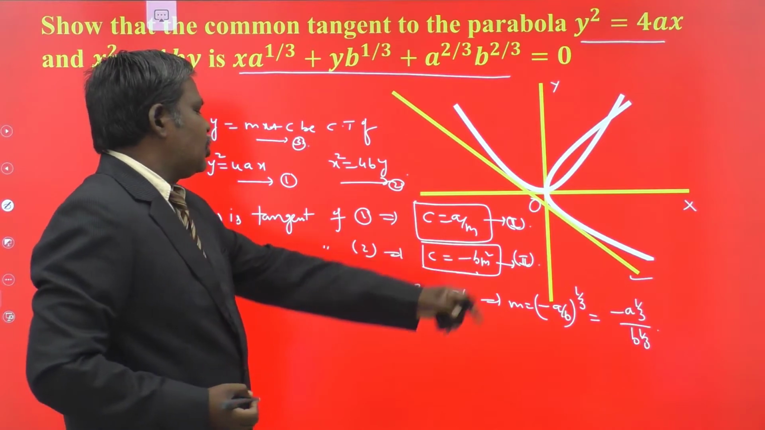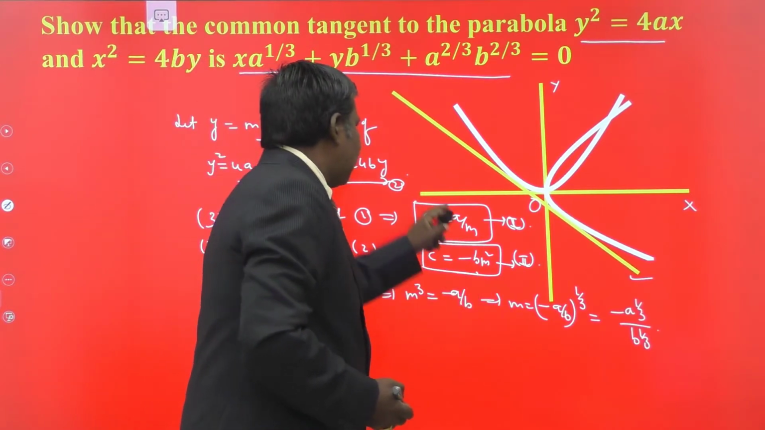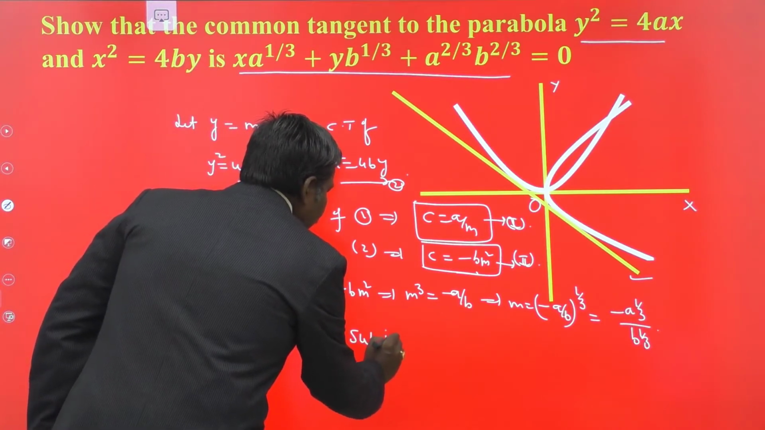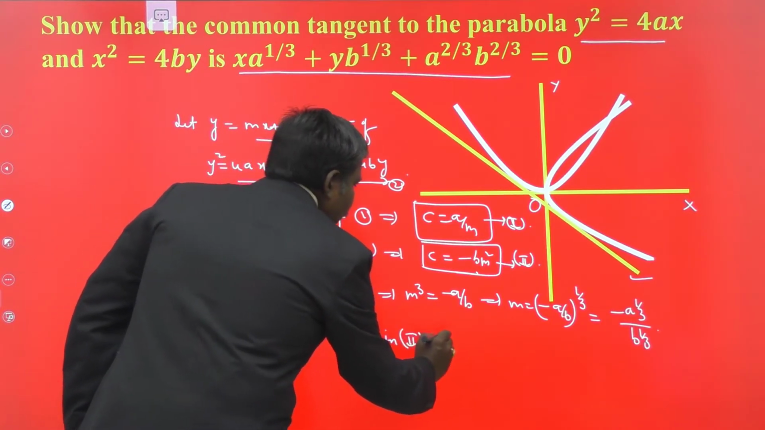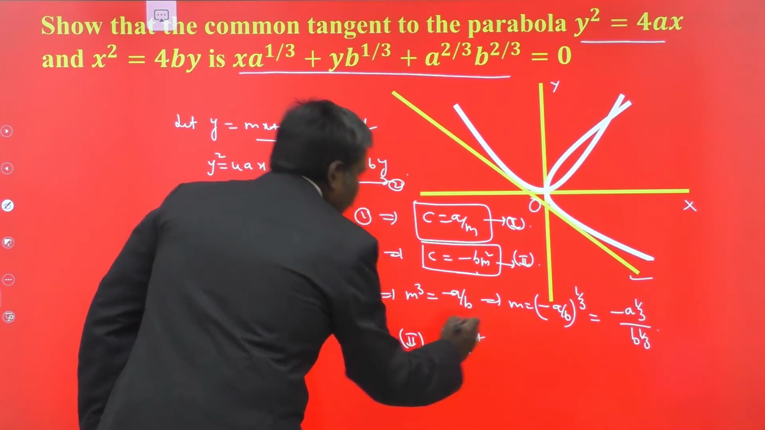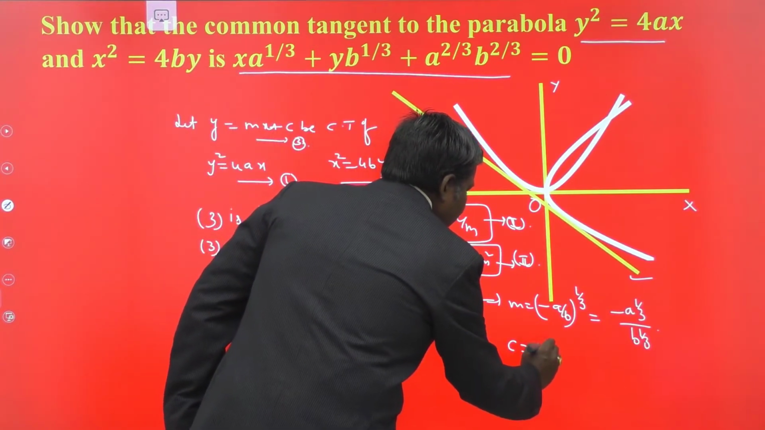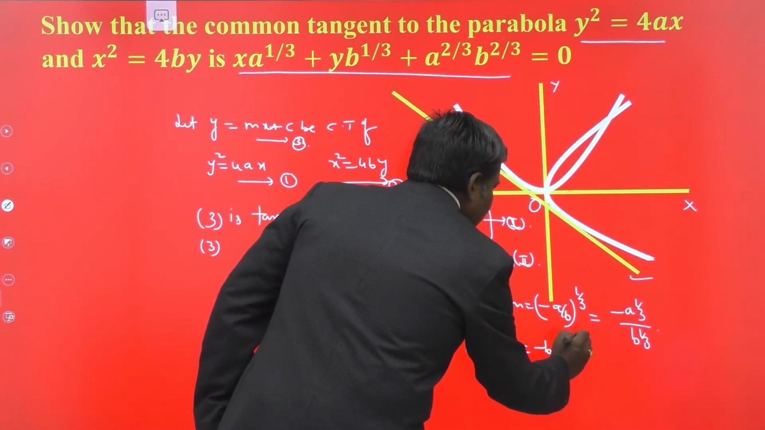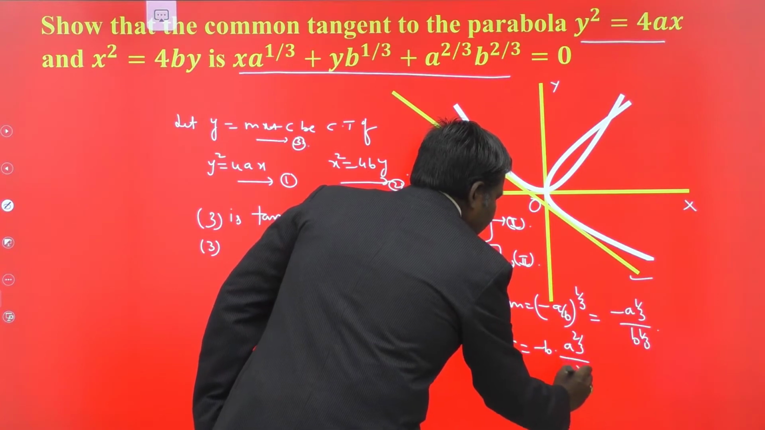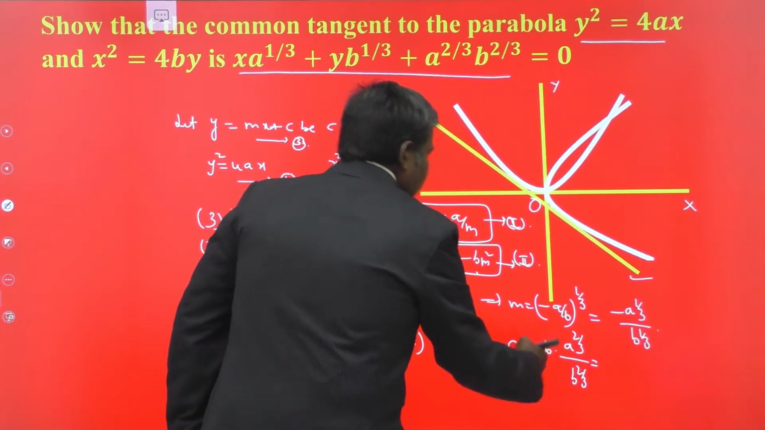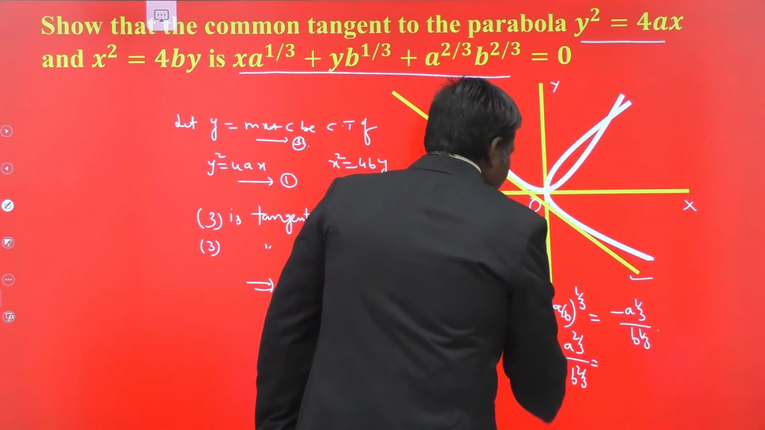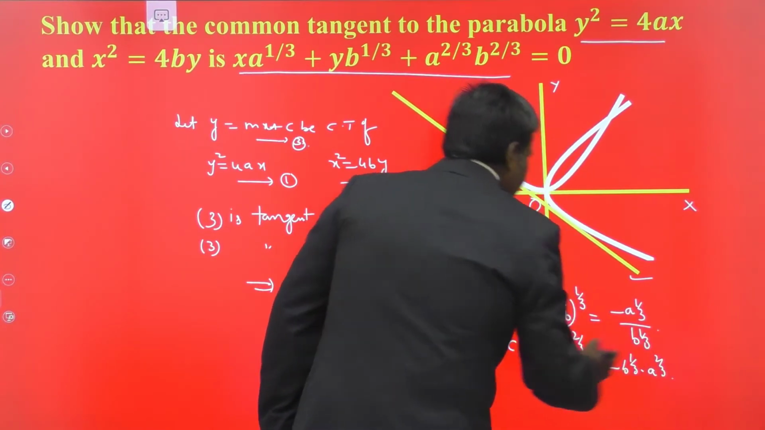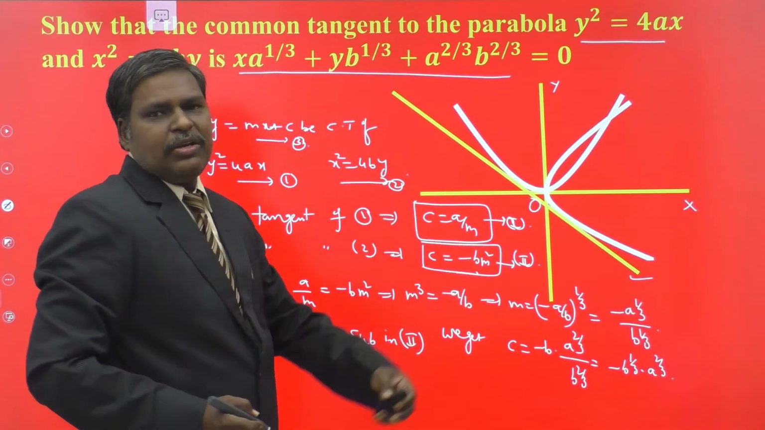This is the slope of the line. Substitute m in any of the equations, we get the c value. What we get? c is equal to minus b into m square. m square means minus 1 whole square is plus a to the power of 2 by 3 by b to the power of 2 by 3. So this is cancelled out in minus b power 1 by 3 times a power 2 by 3. So we obtain the c value also.